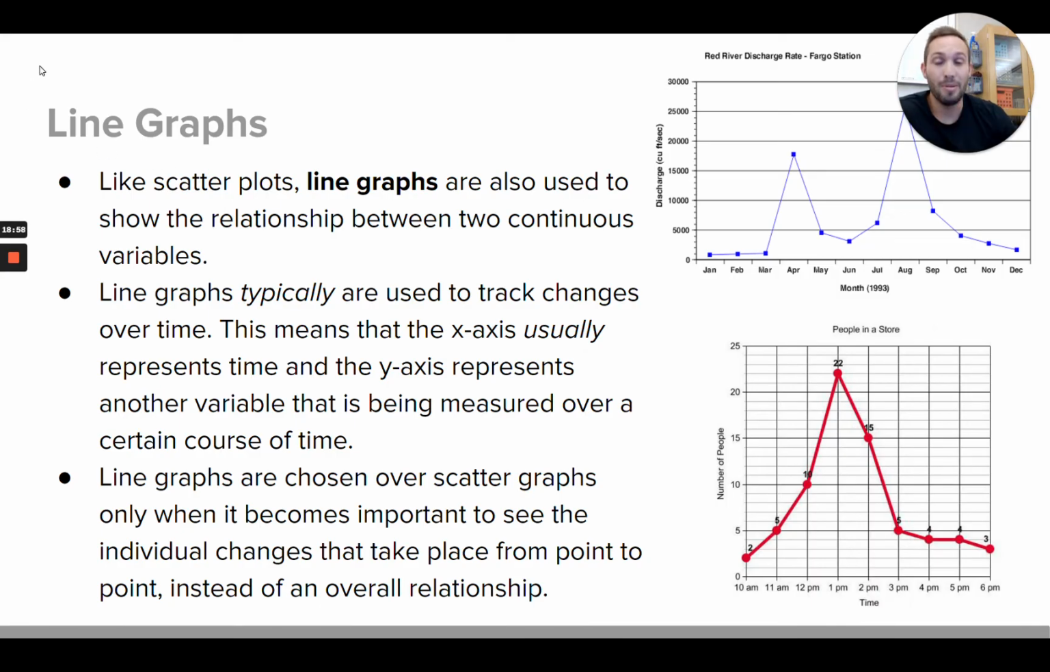Now, most commonly, not always, but most of the time, we use a line graph to track how something's changing over time. So time is going to be one of the variables we're looking at, and that's usually represented on the x-axis. The thing that we're measuring and how it's changing over time is going to be on the y-axis. That's usually the best situation to use a line graph, because we want to see when these values are going up and when they're going down over time.